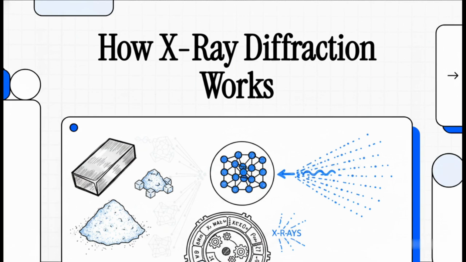Now, obviously, our eyes can't read this microscopic language, but today we're going to explore the ultimate scientific decoder ring. X-ray diffraction, or XRD for short. It's this brilliant technique that lets us bounce light off atoms to map out their exact arrangements.